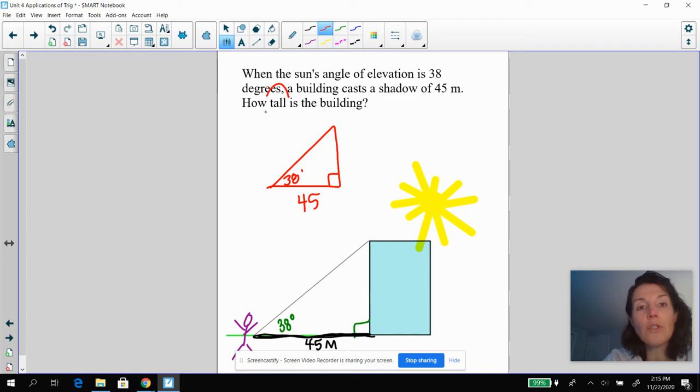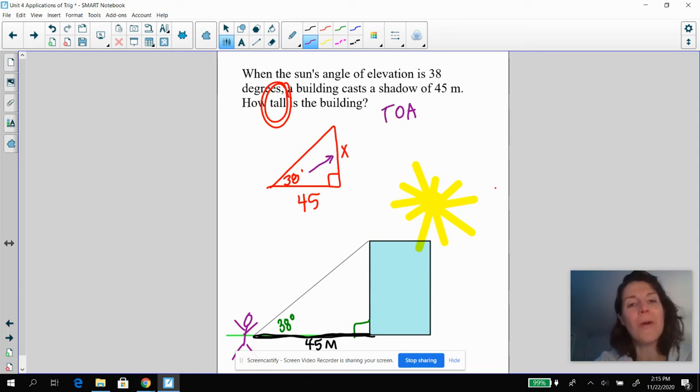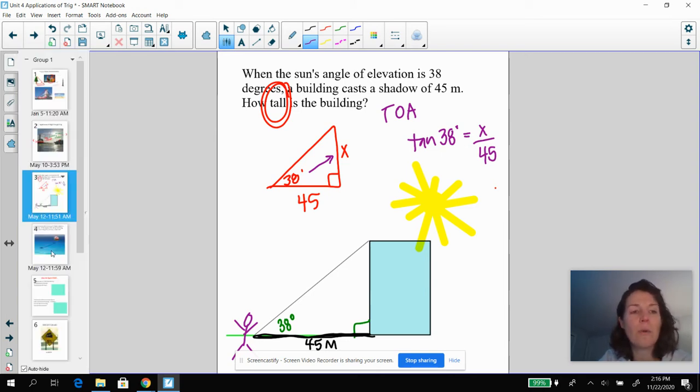If I'm interested in how tall the building is, that's going to be my height, my x. Oftentimes with word problems, whenever we see the question being asked, that's going to be our unknown, the variable that we're solving for. What would you use here to solve for x? Well, I've got the side opposite and the side adjacent. Opposite and adjacent is tangent. Woohoo! So I would do the tangent of 38 degrees is equal to x over 45. And then solve: 45 times the tangent of 38. All I care about here is the setup.